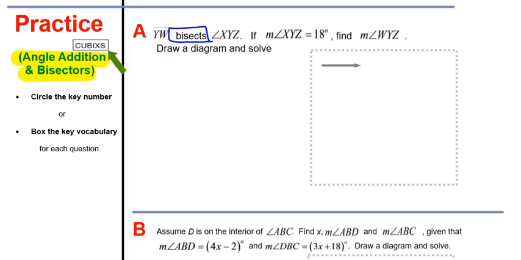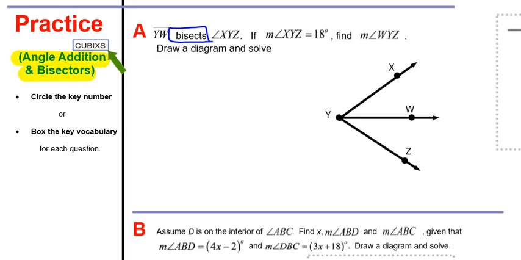YW bisects that angle right there, and the whole angle is 18 degrees. When I draw that picture, I have YW bisecting the whole angle, XYZ. Then I take this number right here, XYZ, and I plug it into the picture. It's important that you plug it into the right place. So X to Y to Z is actually the whole thing. That means this right here is 18 degrees, the whole angle.